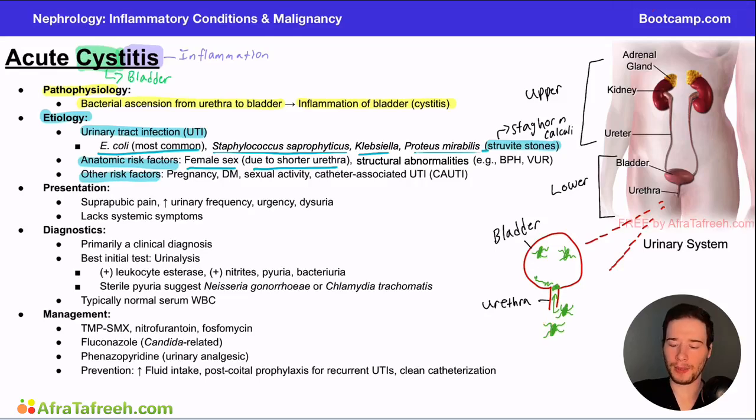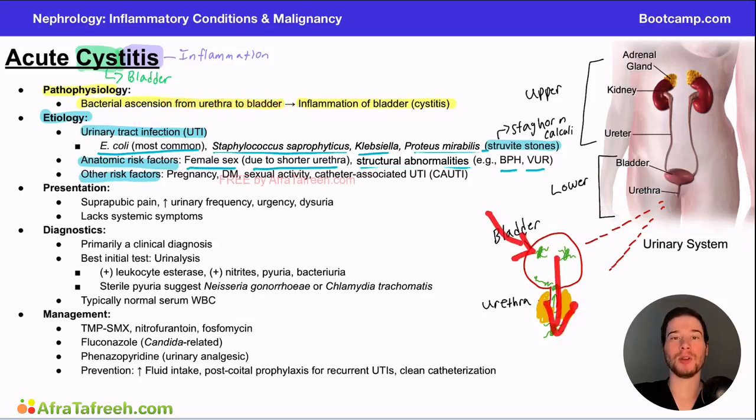Now, other anatomic things that should be considered are structural abnormalities. The two main ones I want you to know about are BPH and VUR. BPH is benign prostatic hyperplasia, and VUR is vesicoureteral reflux. Remember, in BPH, there is prostatic enlargement, which I'm drawing around the urethra. And because of this, the typical urinary process, right, where urine is created in the kidneys, comes down the ureters into the bladder, which is ultimately excreted through the urethra.